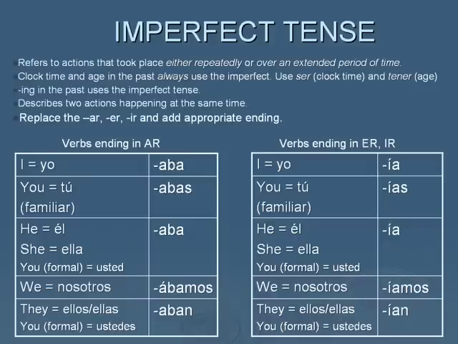The imperfect is also a past tense, except it refers to actions that take place either repeatedly or over an extended period of time. For clocks, you use ser, and for age, you use tener. It's also used to describe two actions happening at the same time. As you can see, the AR ending is completely different than the ER and IR. The good thing about the imperfect is there are only 3 irregular verbs: ser, ir, and ver.